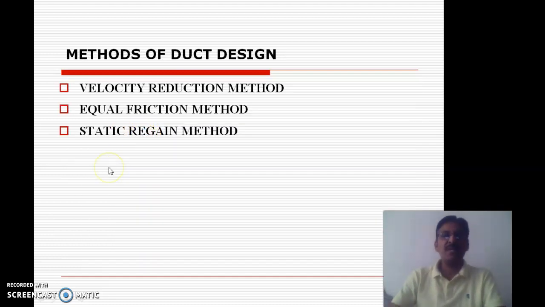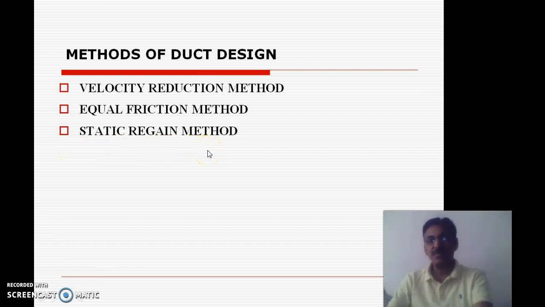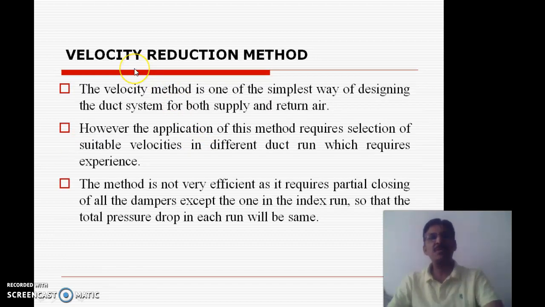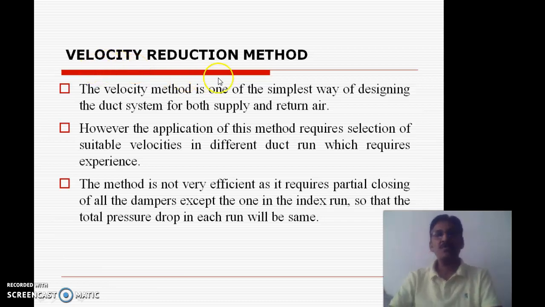When we go for the design of duct, it is very important to study different methods of duct design. There are basically 3 methods of duct design: velocity reduction method, equal friction method and static regain method. Here we will see the first method of duct design, that is the velocity reduction method. The velocity reduction method is one of the simplest ways of designing the duct system for both supply and return air. So for both cases we can use this type of duct design method.